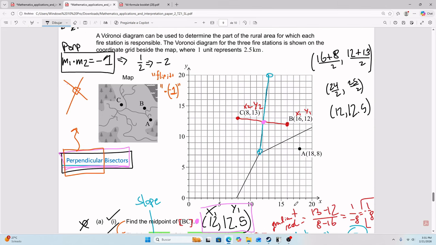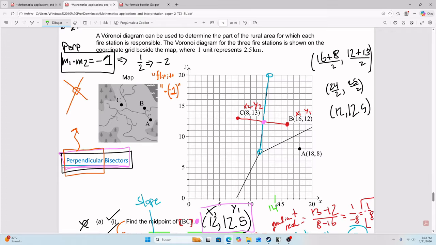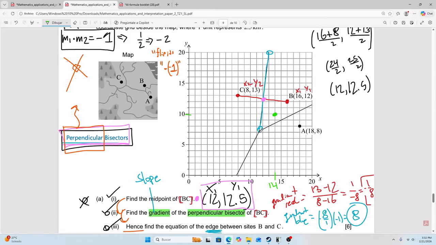14,10, where does that land? Well, let's figure it out. So 14,10, we have the 14 here, and we have the 10 here. So 14,10 is right around there. Let me double check, 14,10. So the fire station that is expected to respond based on the Voronoi diagram is site B. 14,10, as you can see, is within the realm of B. And so because it's within the realm of B, site B is the one that should be reacting.